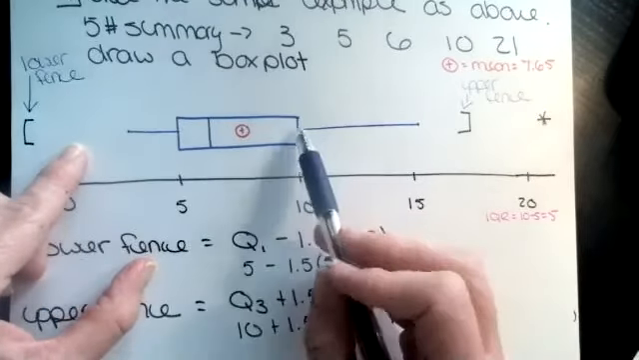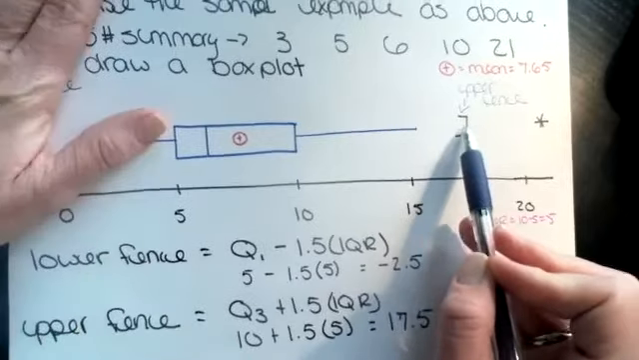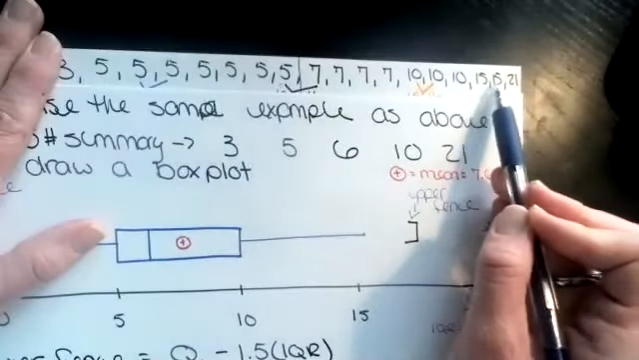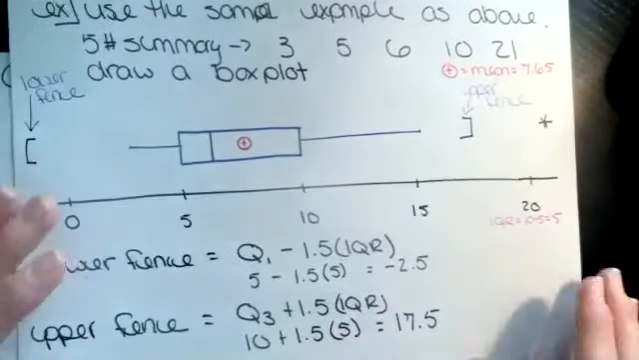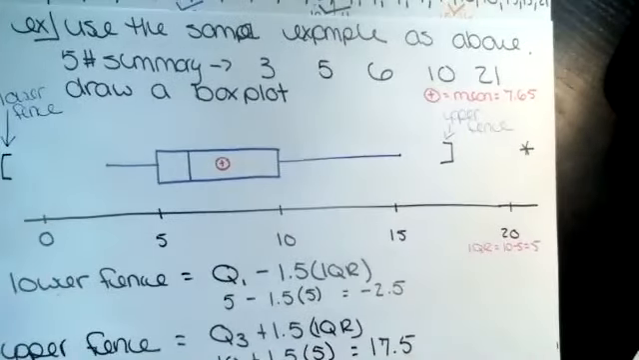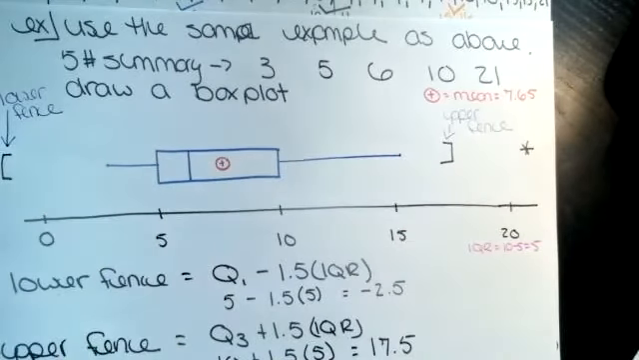A lot of people tell me, oh, the whisker goes all the way to the fence. Well, it only goes to the fence if 17.5 was the data value up here. That's the only time. It's never going to go to the fence unless that data value is included. So it only goes to those data values inside the fence. So we need to make sure we check that out and we don't miss that.